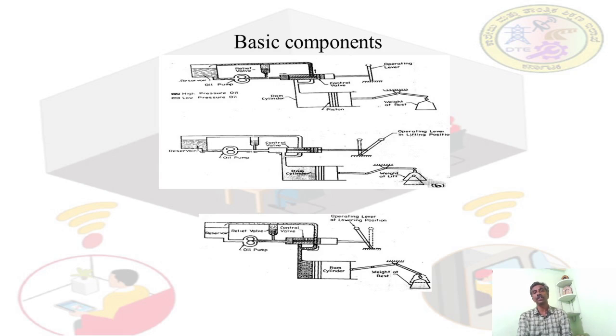This actuator is connected to the required implement. For example, it may be connected to your cultivator or the plows or the harrows or the threshers, crushers, etc. All these components are working. These are all the basic components of the hydraulic system, as shown in the figure.